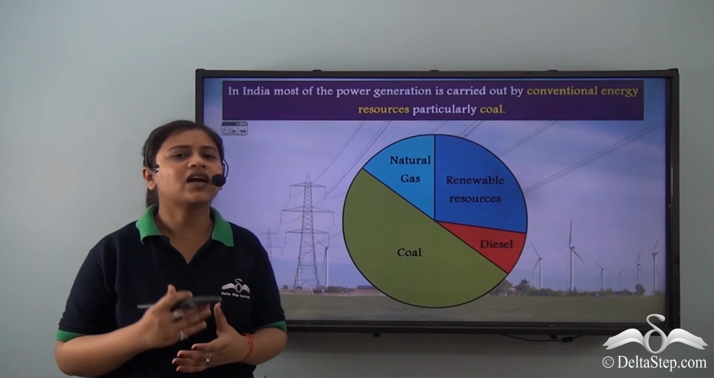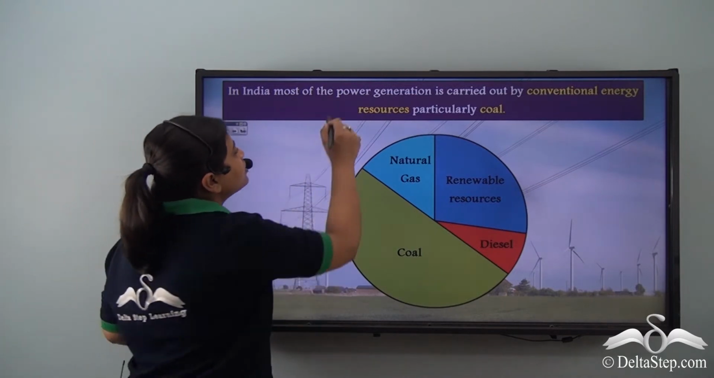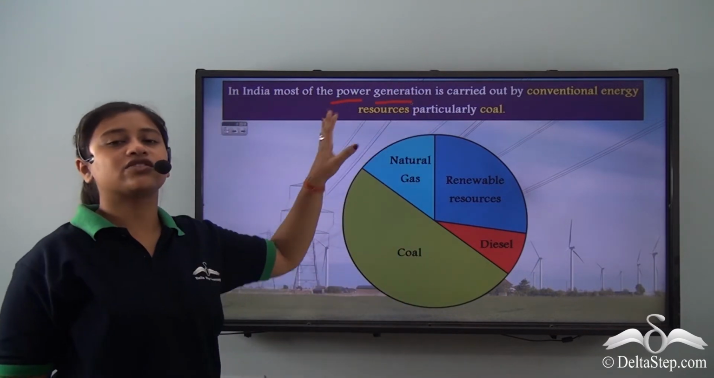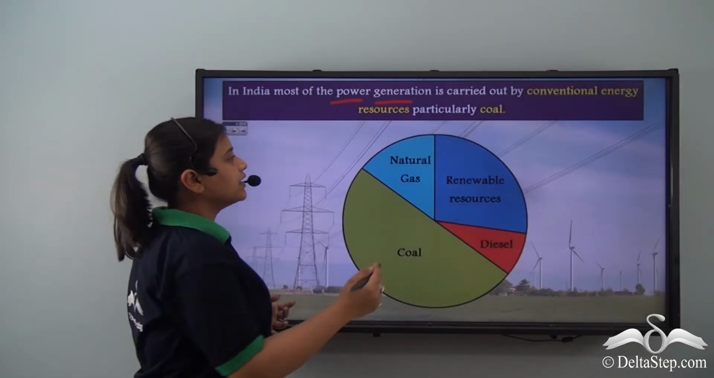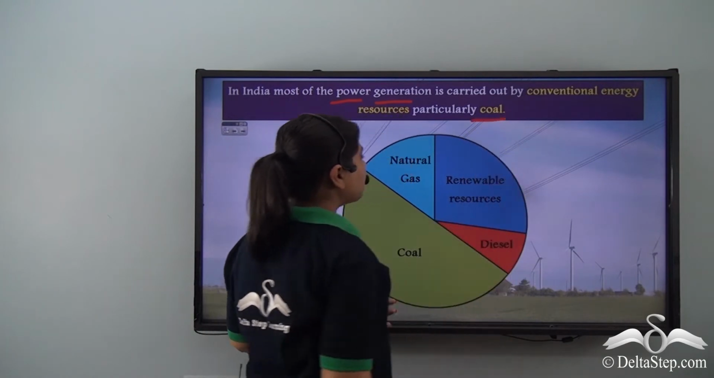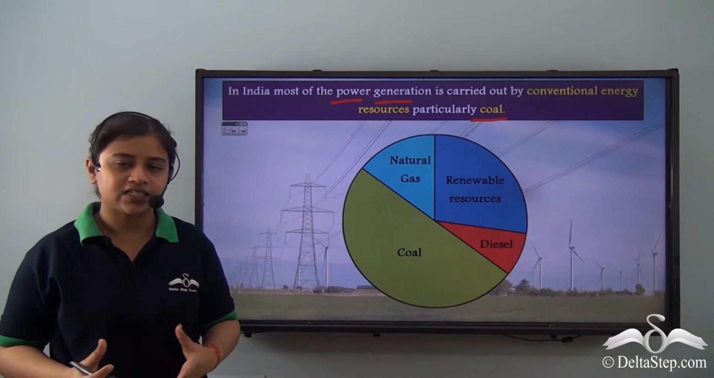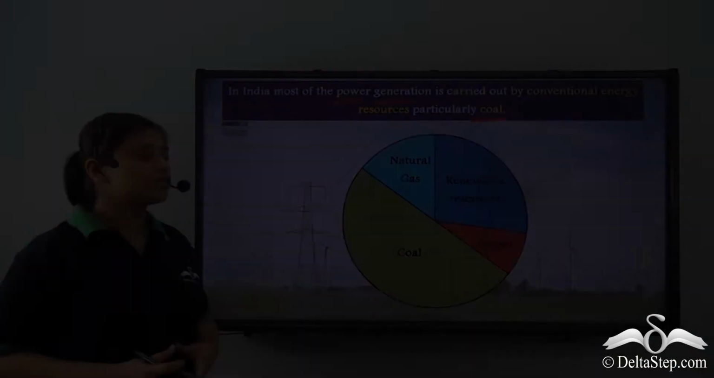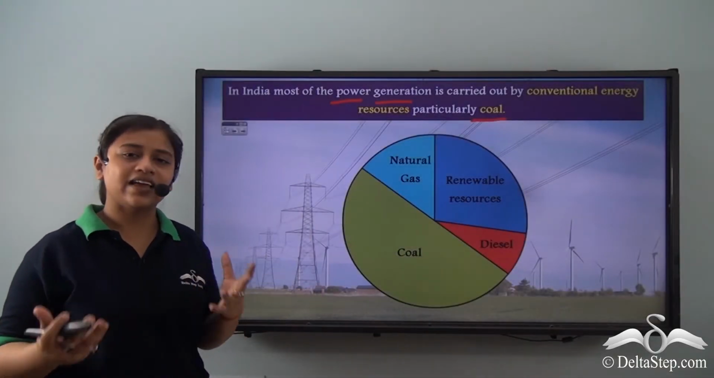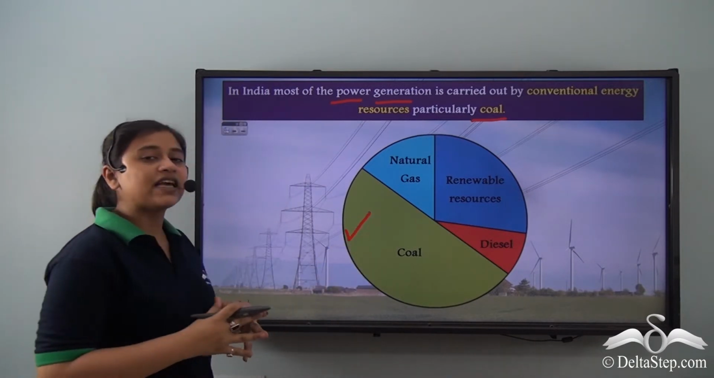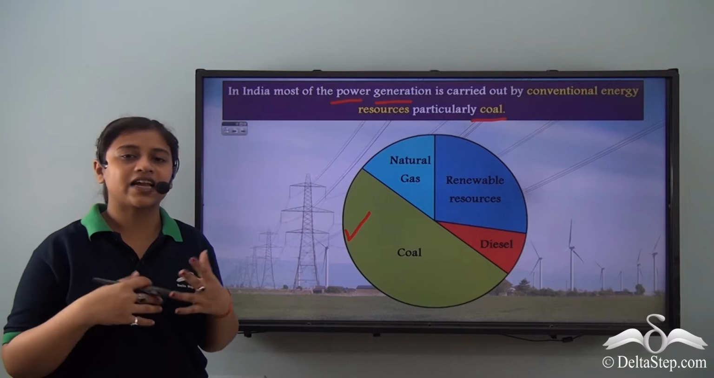Even in developing countries like India, power generation is carried out by conventional resources of energy, particularly coal. So coal has a major share in helping to generate electricity in countries like India. From this pie chart, it is quite evident that coal covers almost 50% of the share in generating electricity.